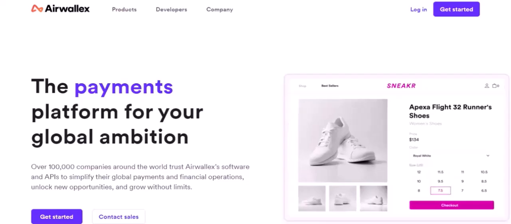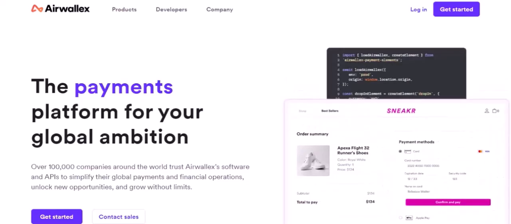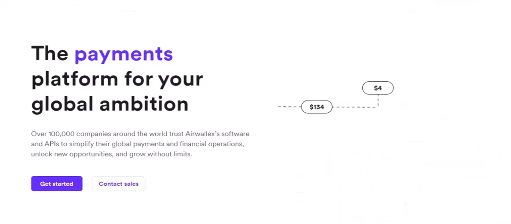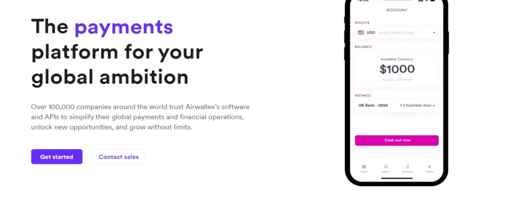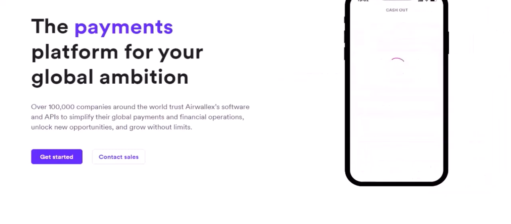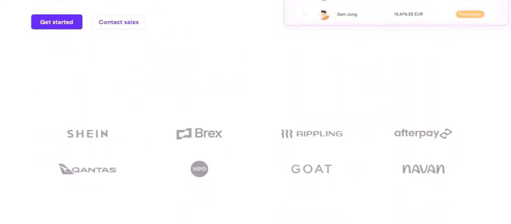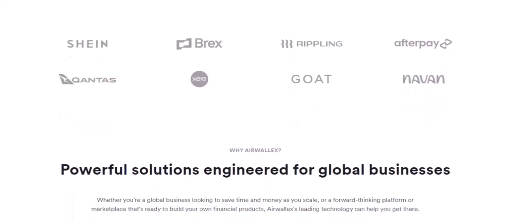If you are sending money to a country that uses a currency that is not supported by Airwallex, you will need to convert your money to a supported currency before you can send it. In addition to the minimum transfer amount, there are also fees associated with using Airwallex. These fees vary depending on the currency that you are sending and the country that you are sending it to. Here are some of the fees that you may be charged when using Airwallex.